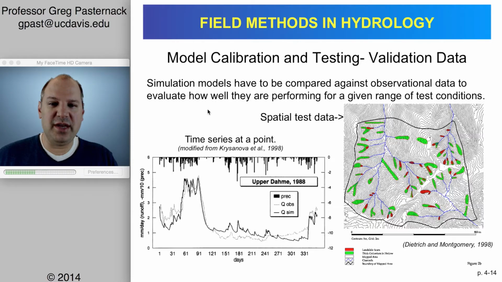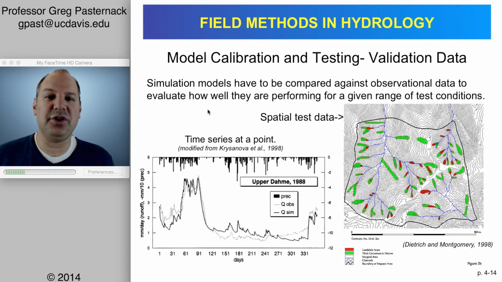Let me show you an example of model calibration and testing. Usually what you want to do is have some kind of validation data. So you're going to make a model. It's going to predict something like how much flow there's going to be or where landslides are going to occur. And then in the field, you want to have data that tells you whether that was correct.